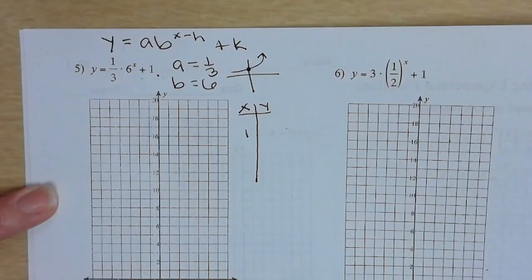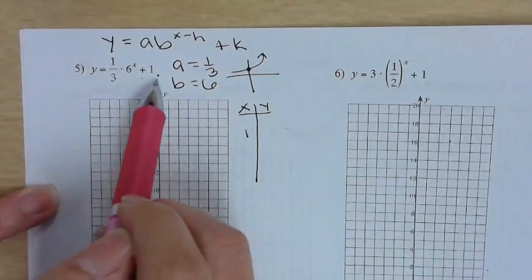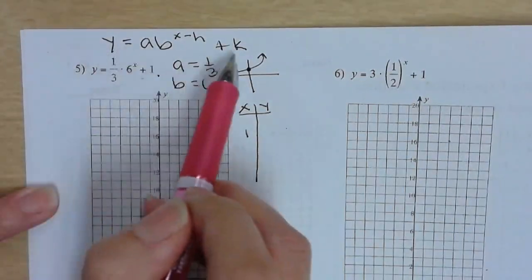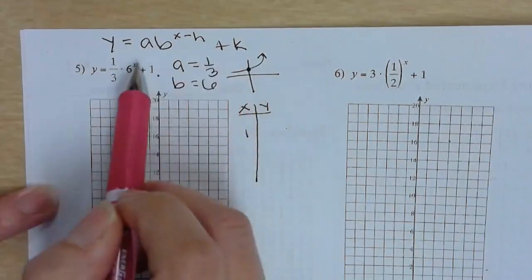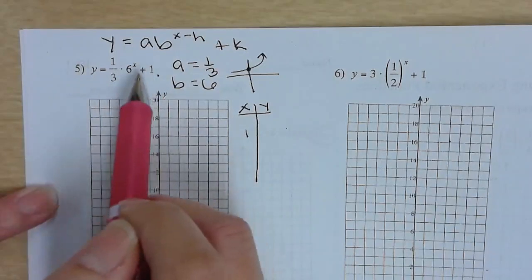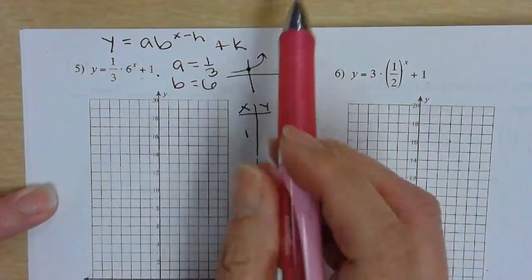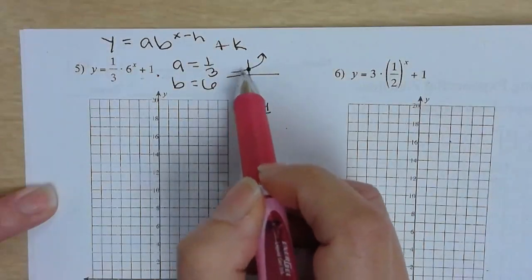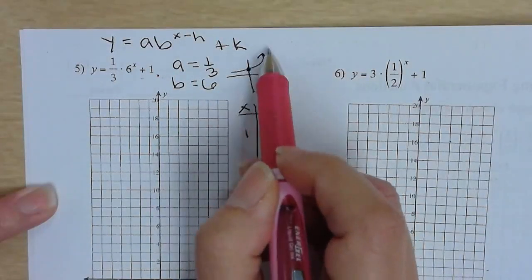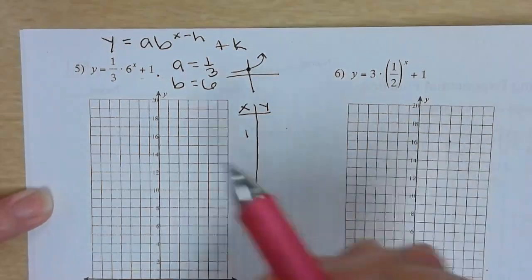So here's example 5 from the worksheet. If you look at this problem here with the transformation, you're noticing that it only has a k, so that means it only has a vertical shift 1 unit up. Okay, so A is 1/3, B is 6. Let's just get a little bit of an idea of what it looks like. So it's going to be facing to the right, and it's going to be going up. Okay, now we're going to plug in points.